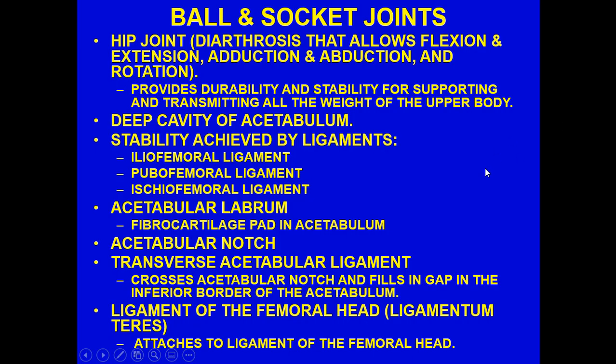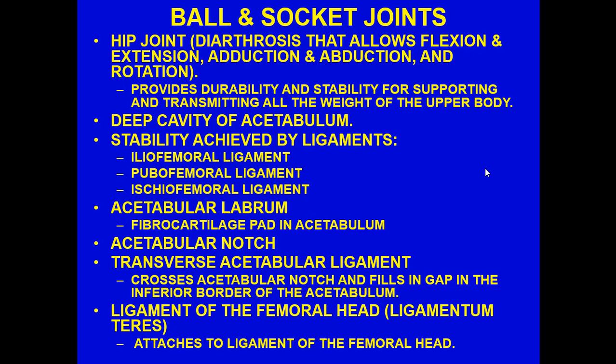Next, we're going to deal with the hip joint. This is a diarthrosis that allows flexion and extension, adduction and abduction, and rotation. It provides durability and stability for supporting and transmitting all the weight of the upper body. But you have a deep cavity of the acetabulum. The stability is achieved by ligaments: iliofemoral ligament, pubofemoral ligament, ischiofemoral ligament. You also have the acetabular labrum, which is a fibrocartilage pad in the acetabulum.